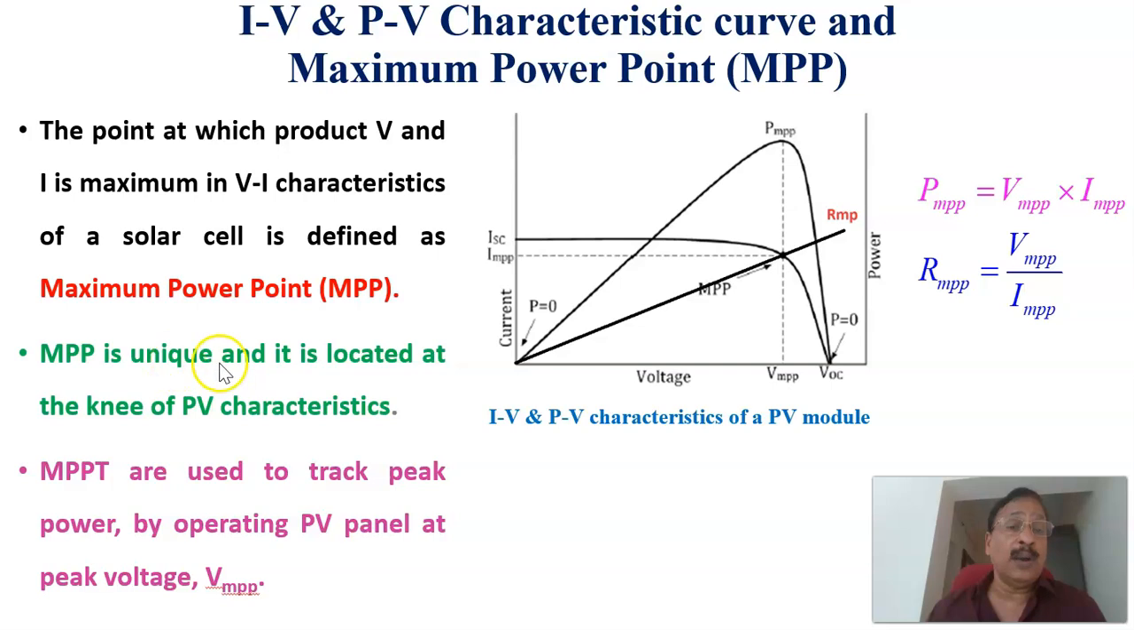And the maximum power point is unique, and it is located at the knee of the PV characteristics. Therefore, this is the PV characteristic here, and at this point the product of IMPP and VMPP is called PMPP, the maximum power point. Therefore, MPPTs are used to track the peak power by operating the PV panel at the peak voltage. If you operate the PV panel at this peak voltage VMPP, then you can extract the maximum power from the solar panel. The solar panel resistance corresponding to the maximum power is RMPP, which is equal to VMPP divided by IMPP.